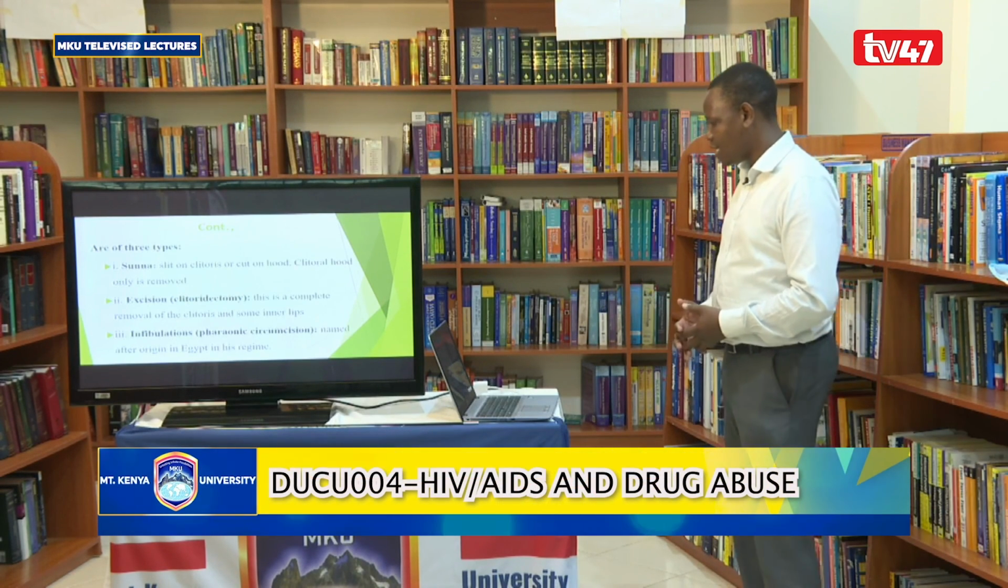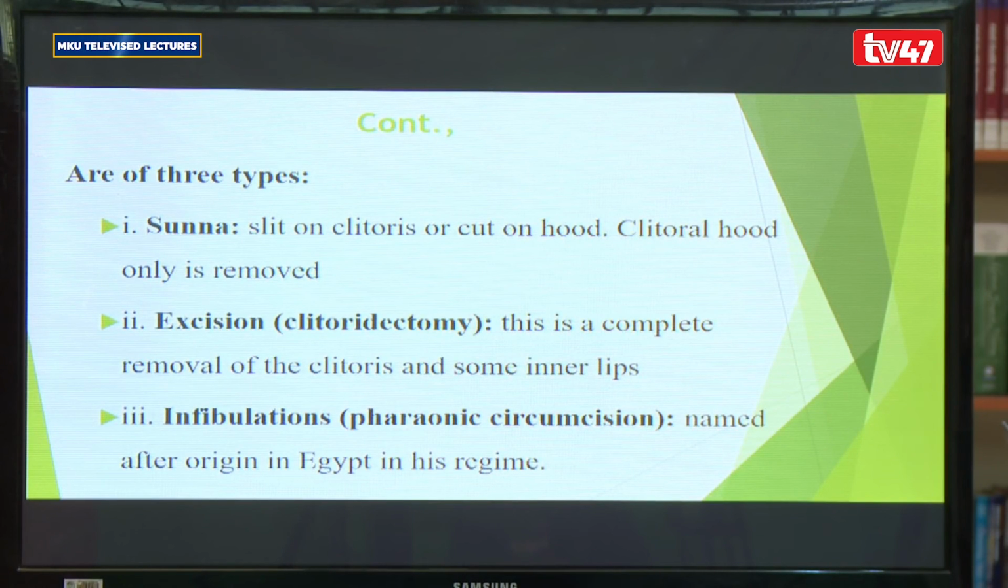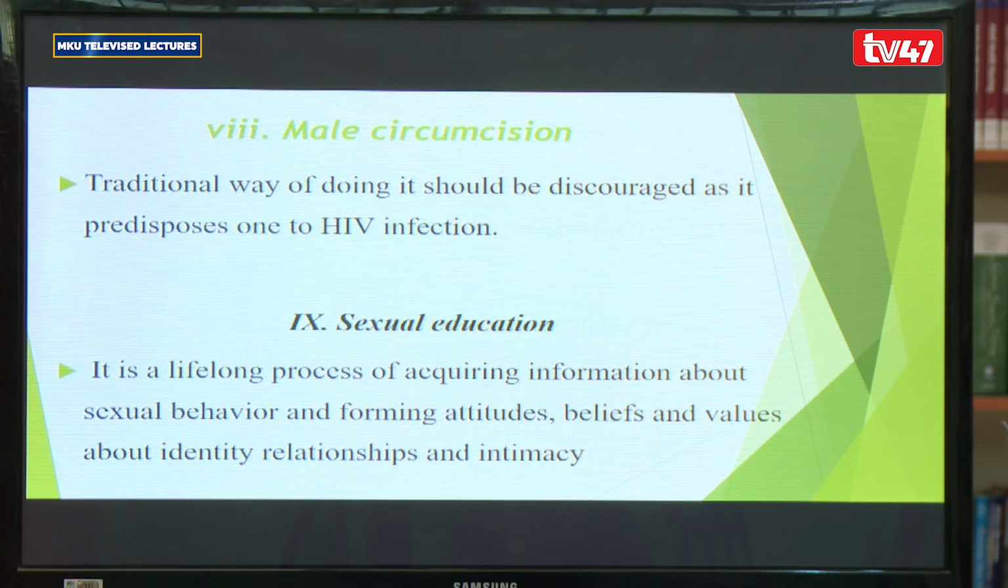So this kind of FGM, there are three types. You have the Sunna, you have the excisions, whereby the clitoris is completely removed. We have also infibulations, which originated from Egypt. Also, you do have the problem of male circumcision.